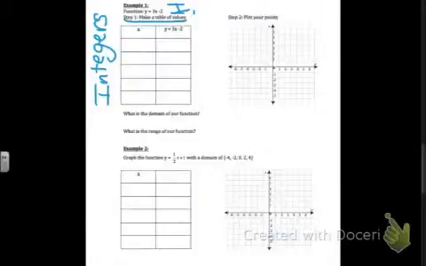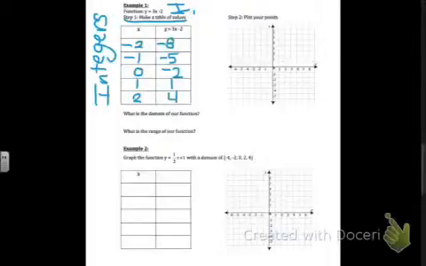If I'm going to make a table of values, I'm going to pick a variety so I can see some positives and negatives. I'm just going to pick -2, -1, 0, 1, and 2. This way I can get positives and negatives in there. So go ahead and take this time to pause and fill in the values when you plug in your x's. Alright, so check and make sure we got the same thing.